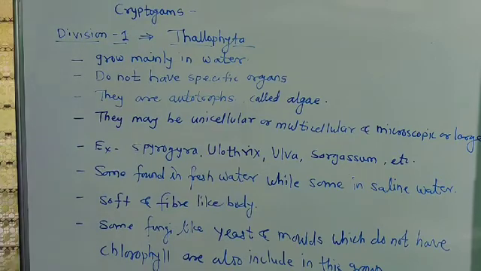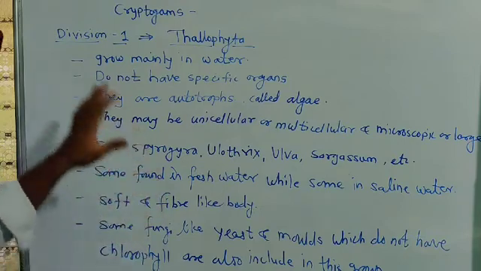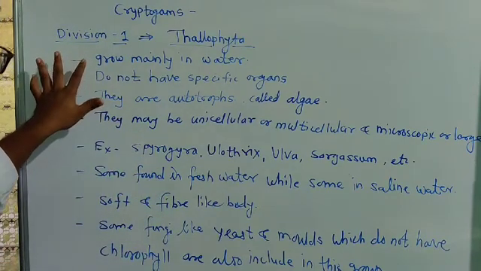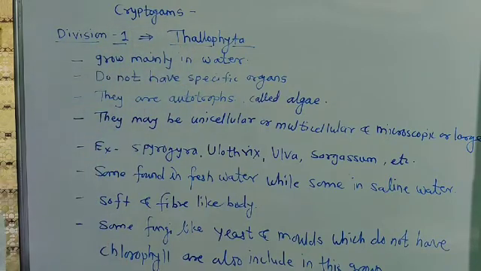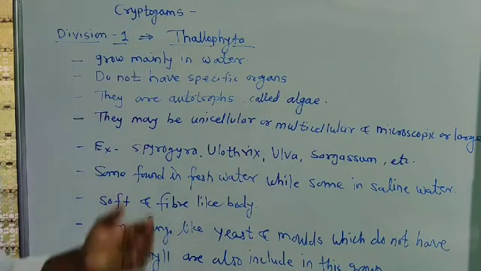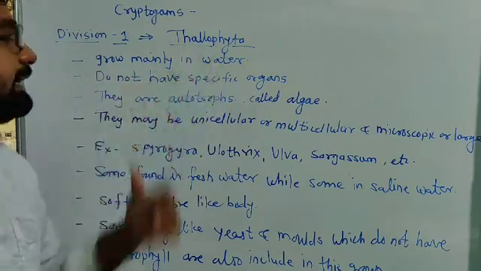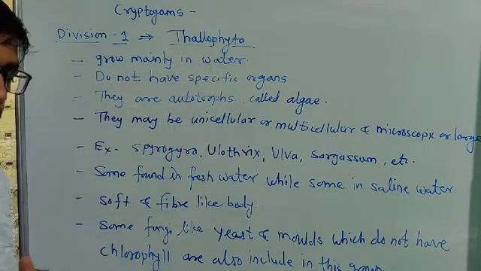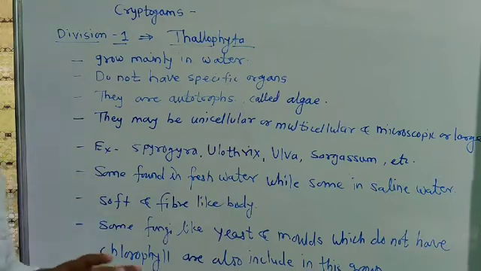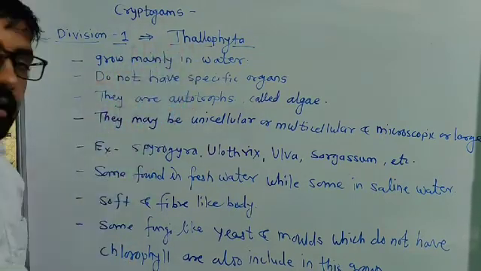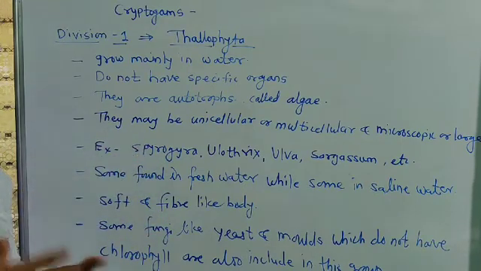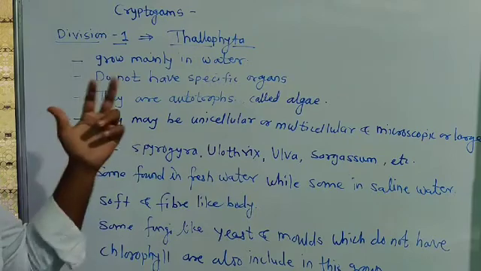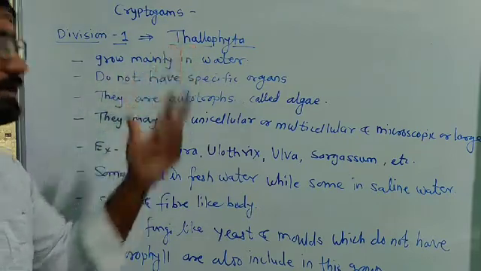So cryptogams are divided into three divisions: Thallophyta, Bryophyta and Pteridophyta. Today we have to see the first division, that is Thallophyta. Let us look at the specific characters of all plants present in the division Thallophyta. First of all, they grow mainly in water. Water is a basic need of all the plants present in this division.